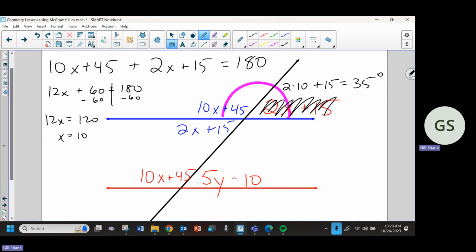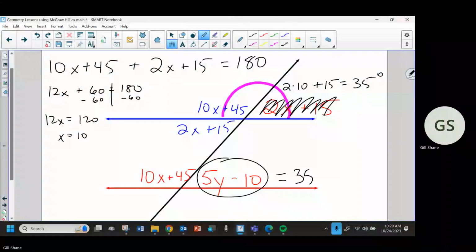But what do we know about that angle relative to this angle? That they're the same. Yeah, it's corresponding, right? Those are corresponding angles. So that means this has to equal what? So that's my equation. Now solve for y.